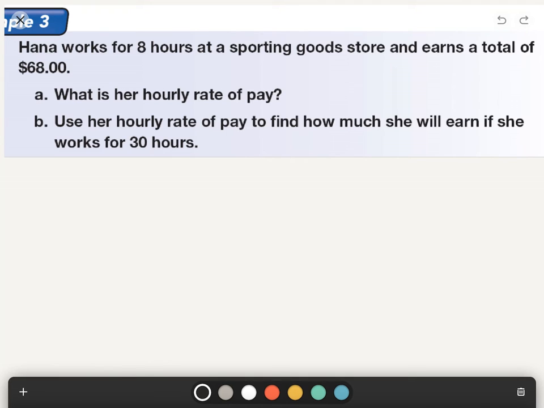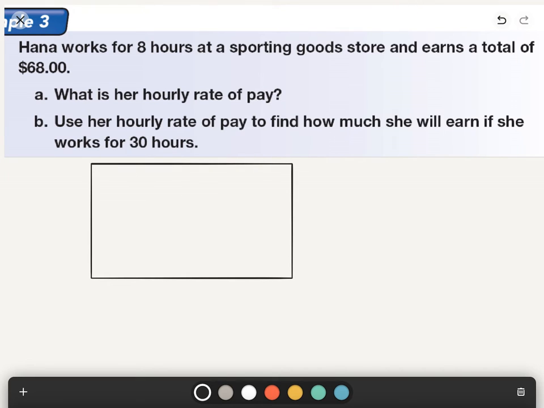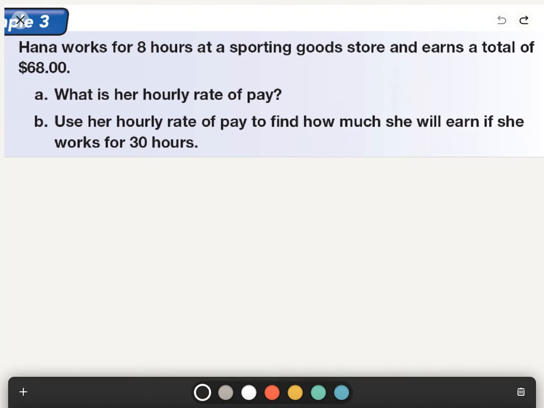We're moving forward right now, and I think we have just enough time to get this done before the librarian shows up. Alright, so Hannah works for 8 hours at a sporting goods store and earns a total of $68. What is the hourly rate of pay? Anyway, we won't go on a big thing about the pay there. I probably don't need to have that big of a box.